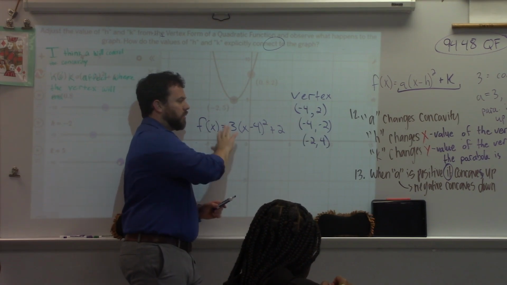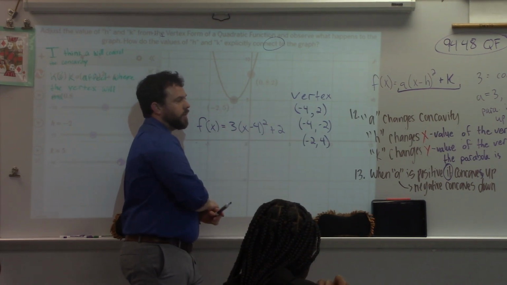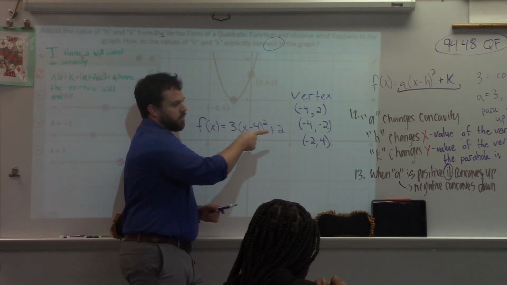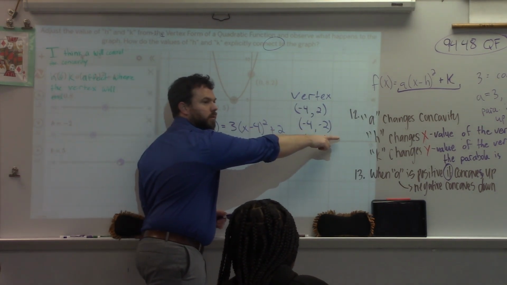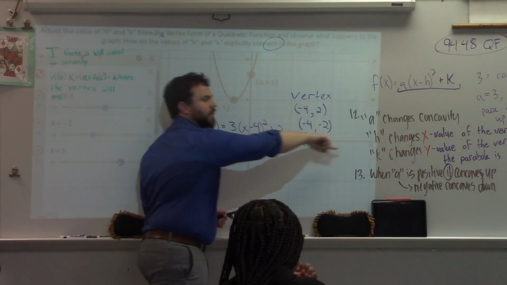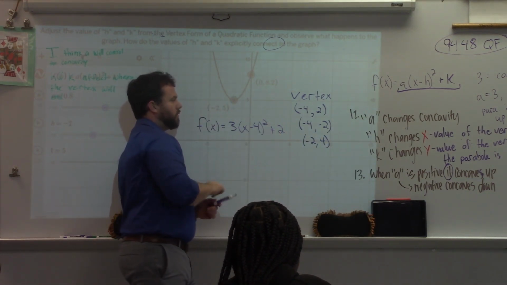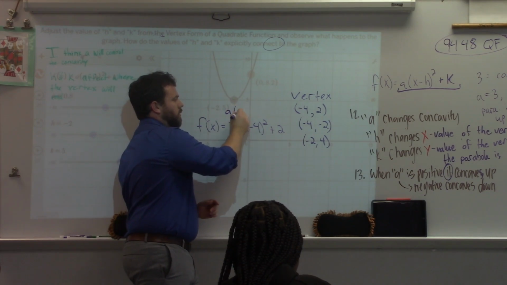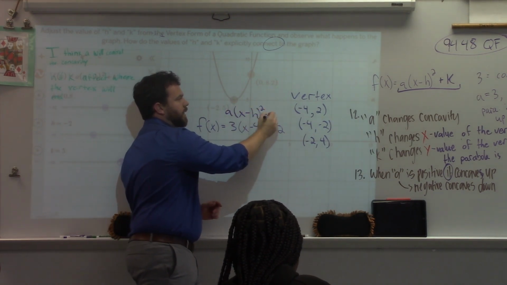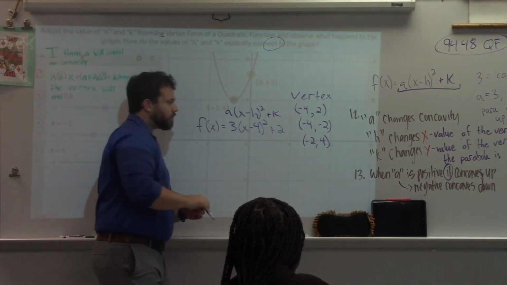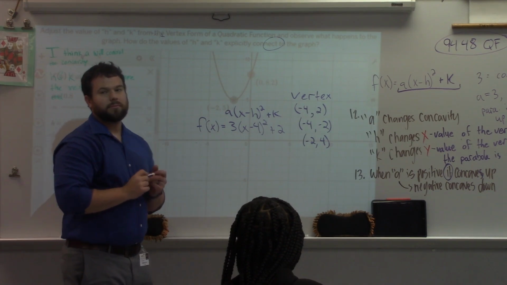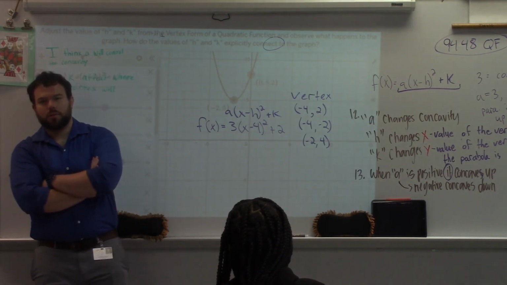But I want us to look again at this. What determines the x value of the vertex? Focus on the color. It's right here. H determines the x value, the h, yes, right? What do you think my h is again? -4. I don't think my h is a -4.